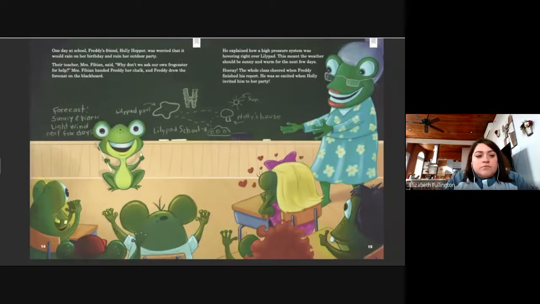He explained how a high-pressure system was hovering right over Lilypad. This meant that the weather should be sunny and warm for the next few days. Hooray! The whole class cheered when Freddy finished his report. He was so excited when Holly invited him to her party.